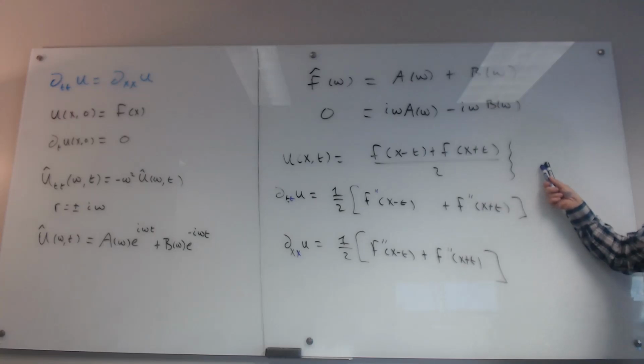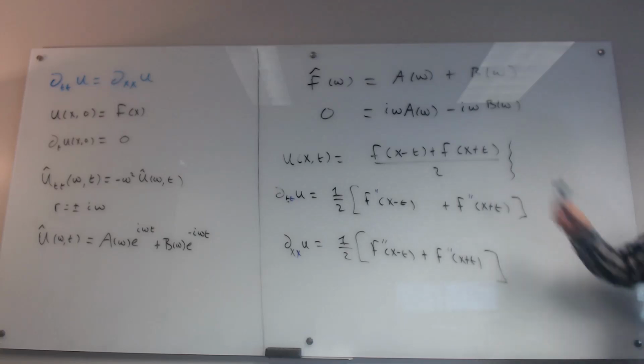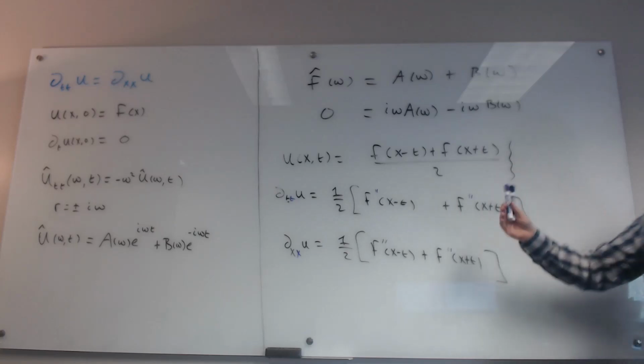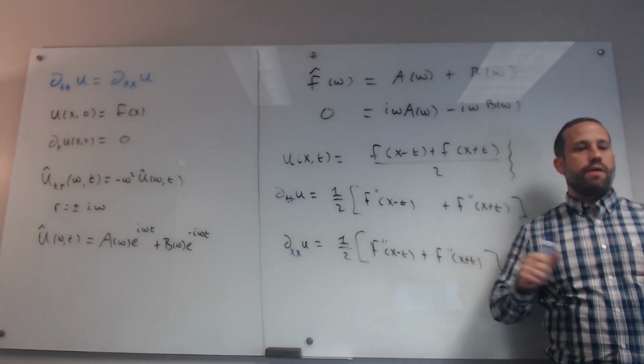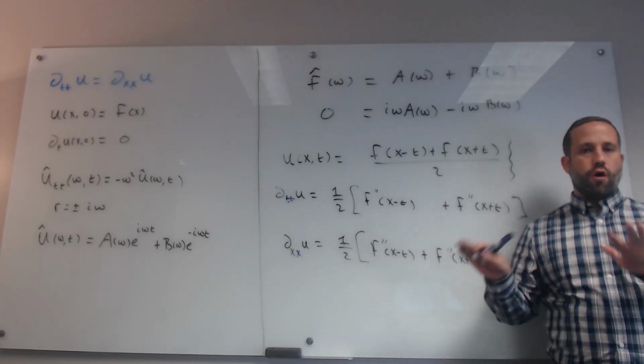This solution only has as much regularity, that is, as many derivatives, as the initial data, because this is the formula. So it's a completely different type of equation with solutions that satisfy completely different properties. But I'll say more about that next week.